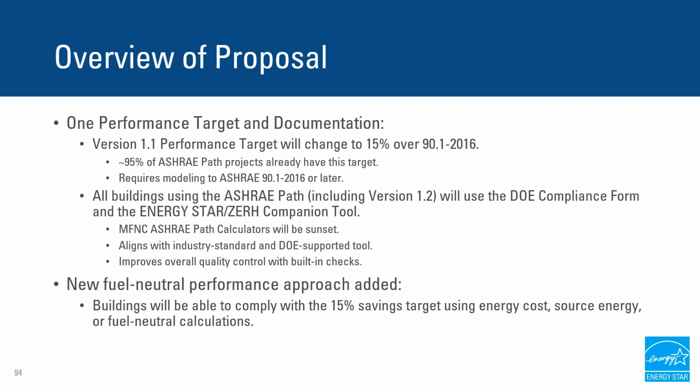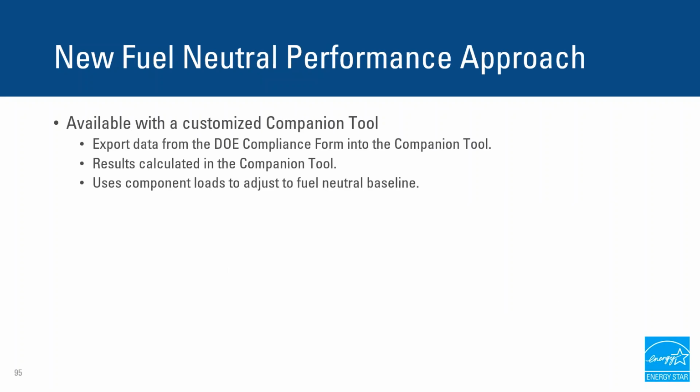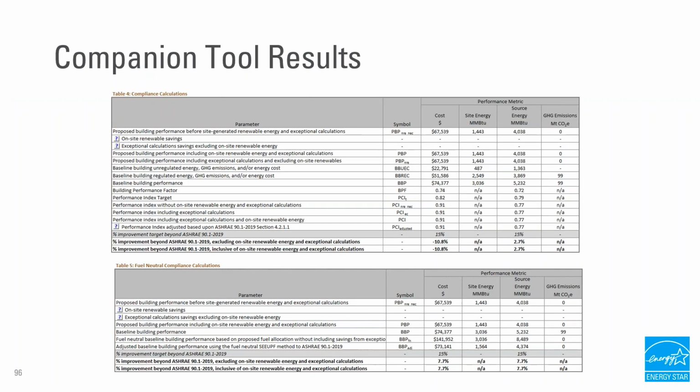We are also proposing to add a new fuel neutral performance approach. And so buildings, with this new approach, would be able to comply with our 15% savings target using energy costs, source energy, or the fuel neutral calculations. So this new fuel neutral approach is available with the customized companion tool. You export the data from the compliance form into the companion tool, and you can see the results calculated there. It uses component loads to adjust for a fuel neutral baseline.